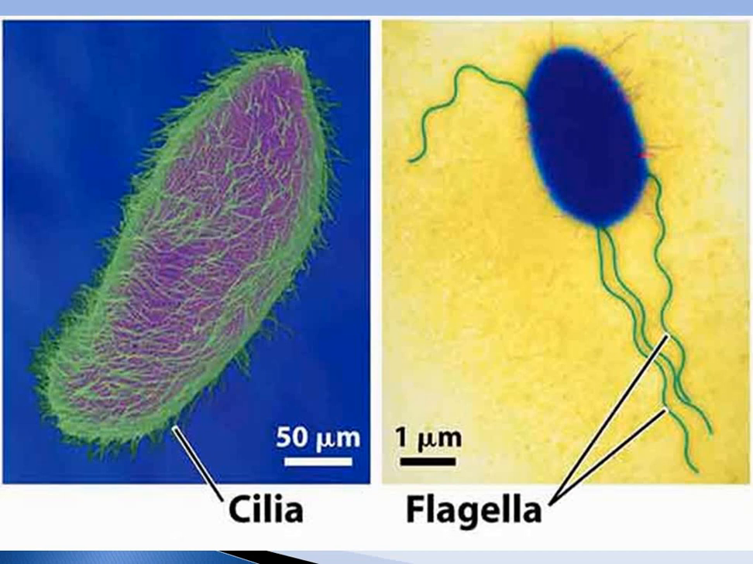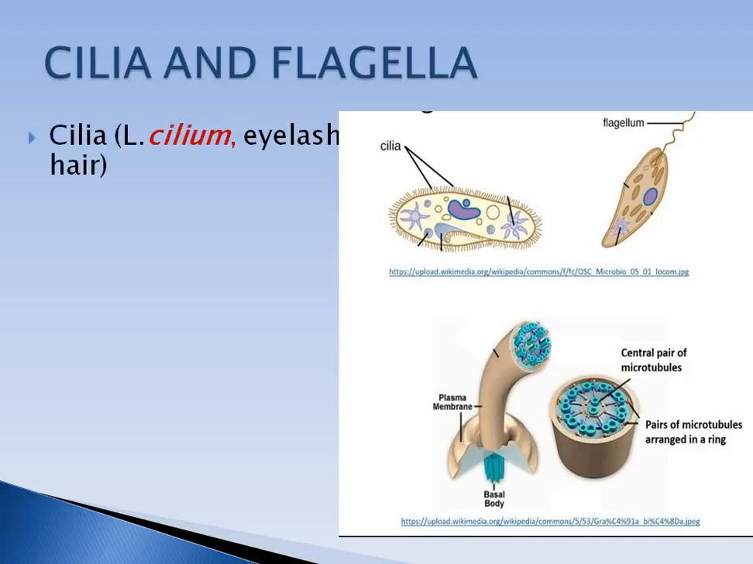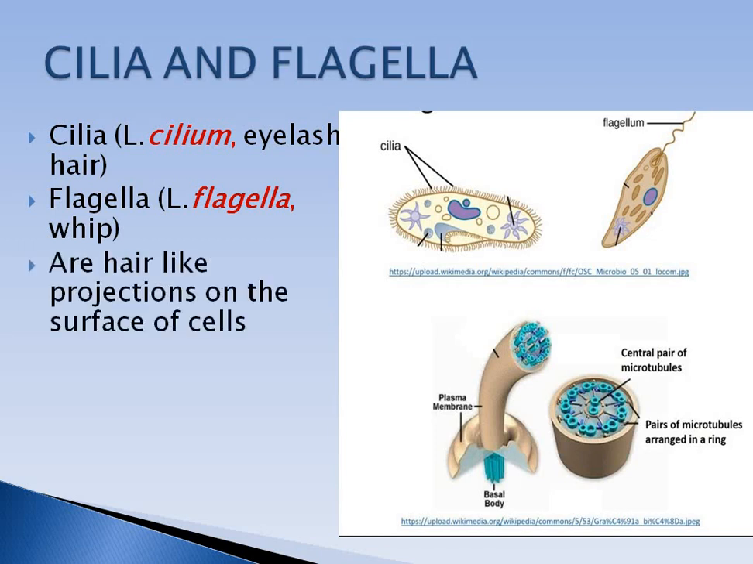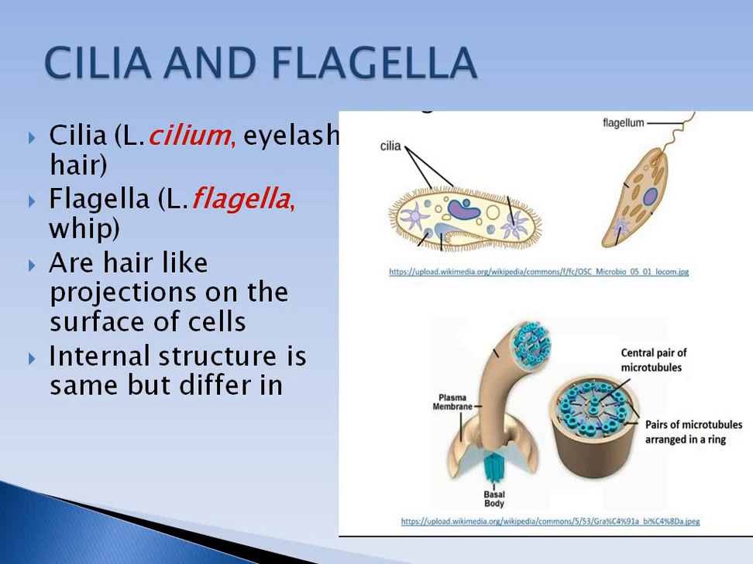These are different from each other, as cilia are smaller and flagella are longer in size. Cilia is from a Latin word cilium, which means eyelash or hair. Flagellum is from a Latin word flagella, which means whip. Cilia and flagella both are hair-like projections which are extending from the outer surface of the cell. Their internal structure is the same, but they are different in size, number, and the pattern of movement.